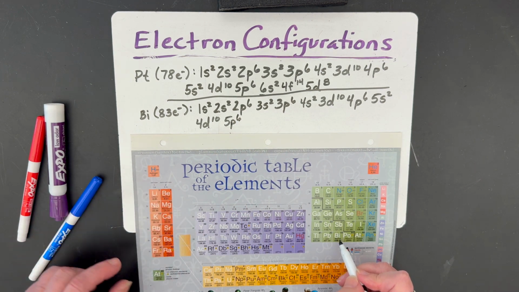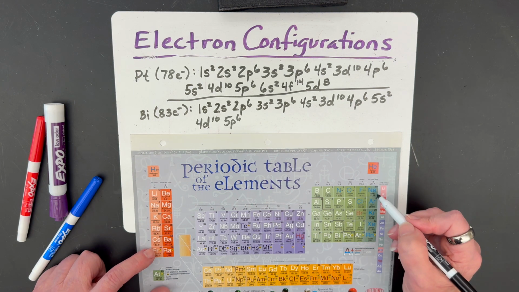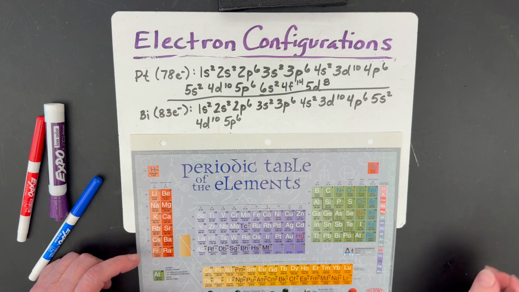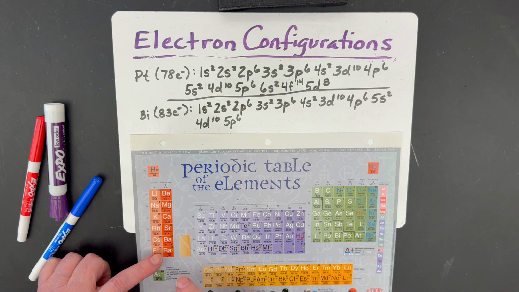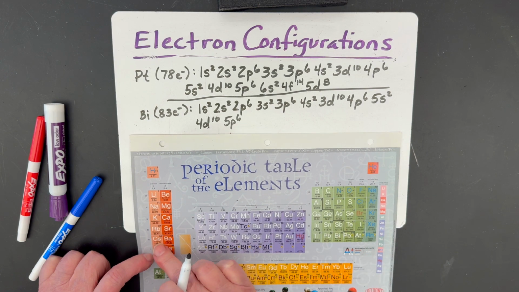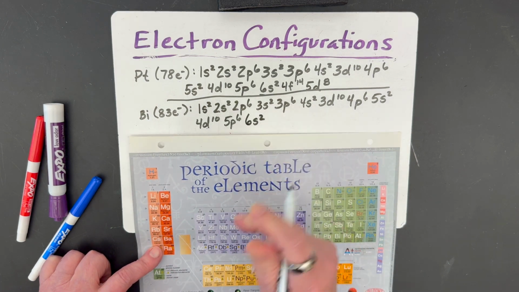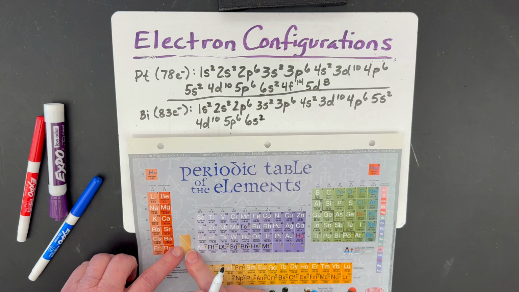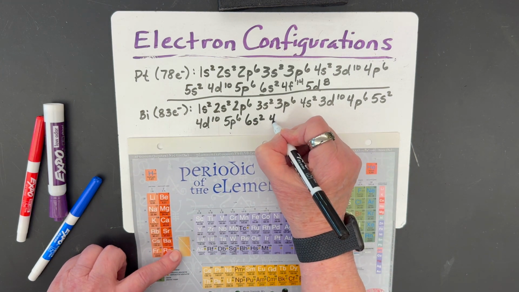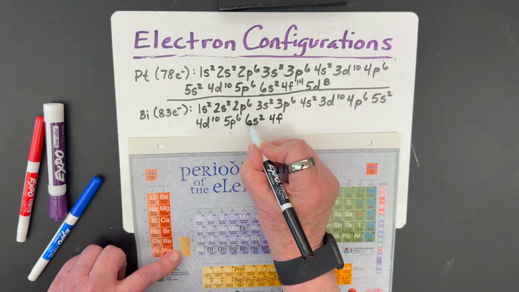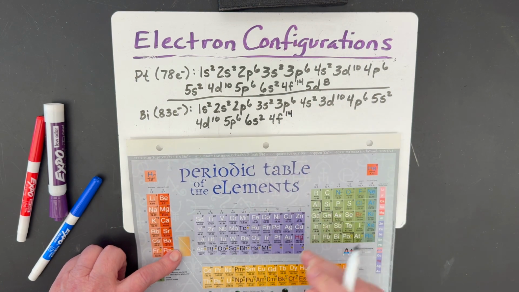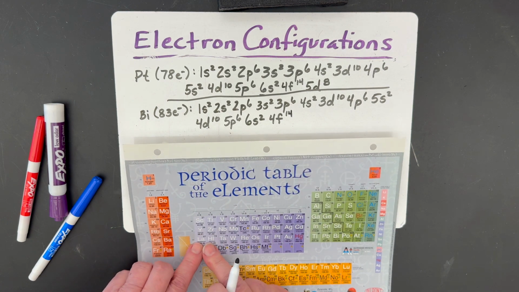So we've got our 5P right here. Next we go to 6S. Then remember this orange part, we jump down here, fill up that top row, which is a 4F. It's 2 less than the S, and it can hold 14. That will take us to lanthanum.